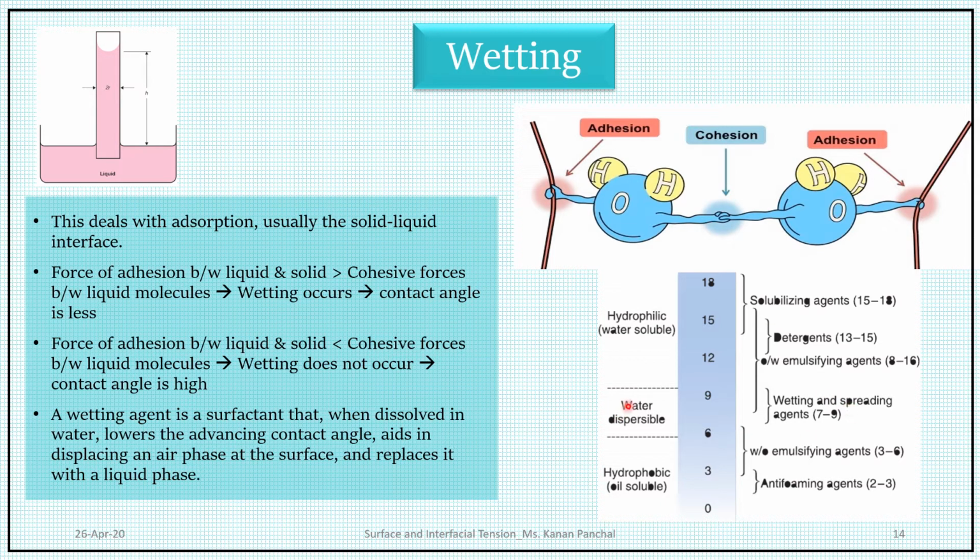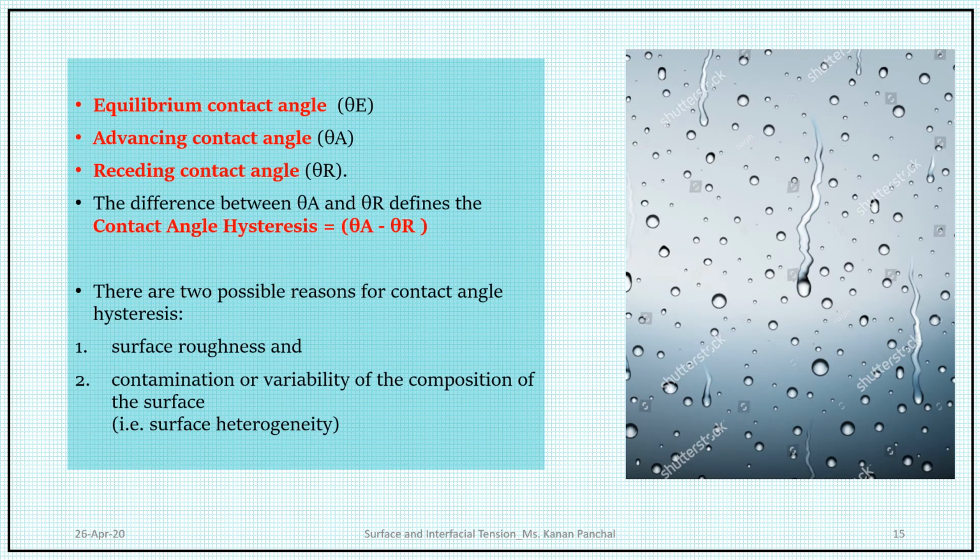Now, this is the range of the wetting or spreading agent. It is somewhat in the middle of the HLB scale. It is about 7 to 9. So please take a note of this. When you put a drop of distilled water on a clean glass surface, complete wetting occurs and the contact angle formed therein will be 0 degrees.